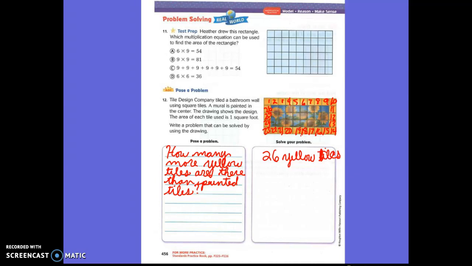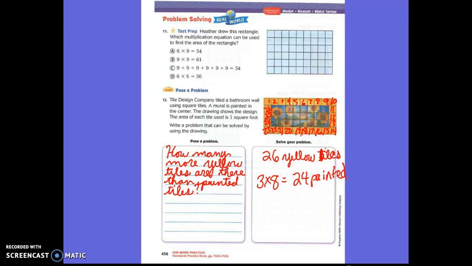Okay, now can we do multiplication or repeated addition for the painted tiles? Multiplication. Okay, we could do both, but yes, we could do multiplication. So what's my multiplication problem? 3 times 8. What does 3 times 8 equal? 24. 24 painted.